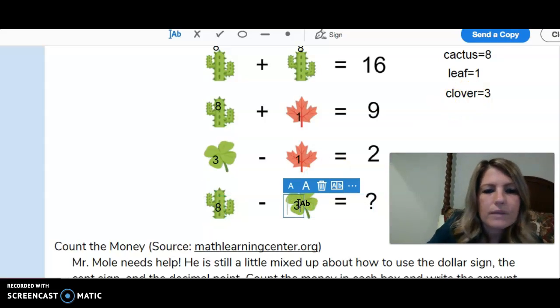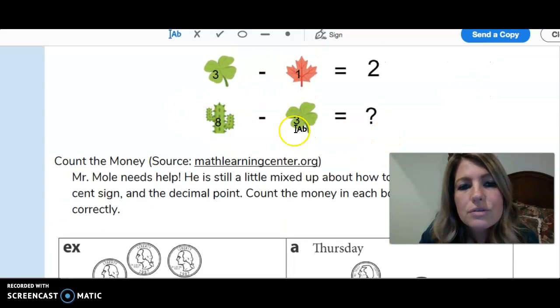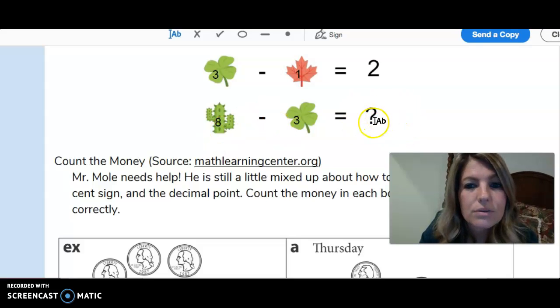Okay. So 8 minus 3 equals blank. I'm going to let you solve that, 8 minus 3, and you're going to write your answer over here next to the question mark.